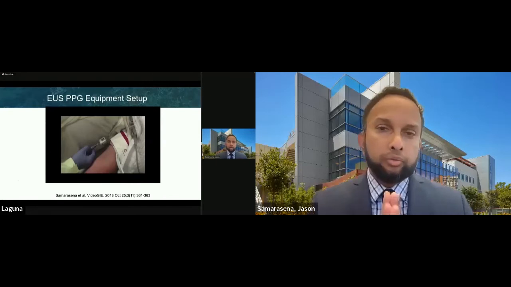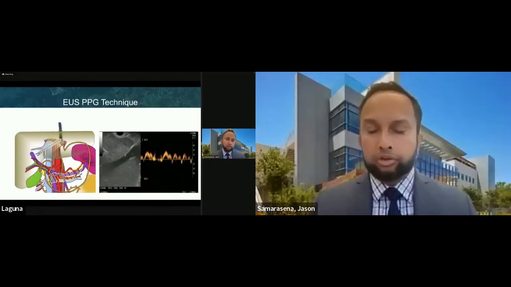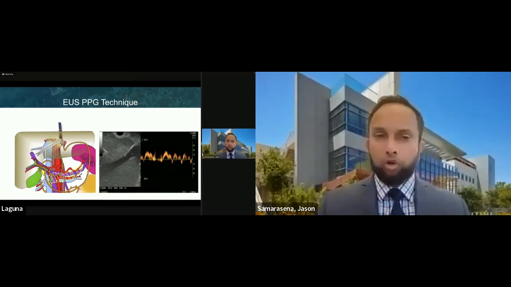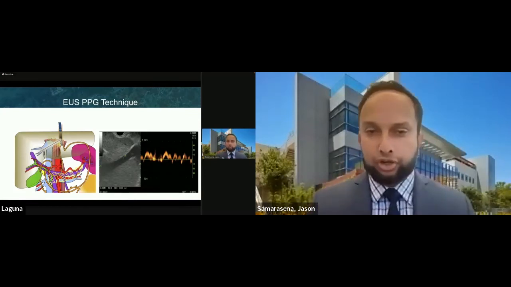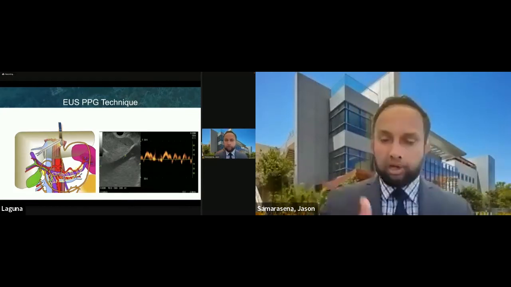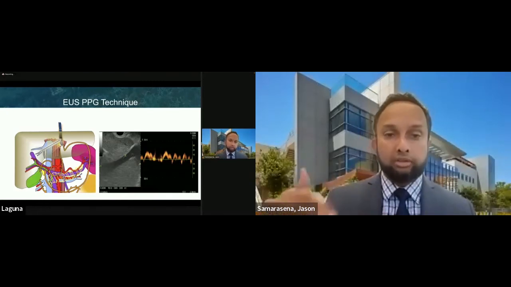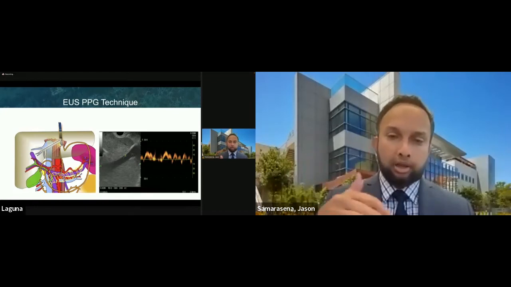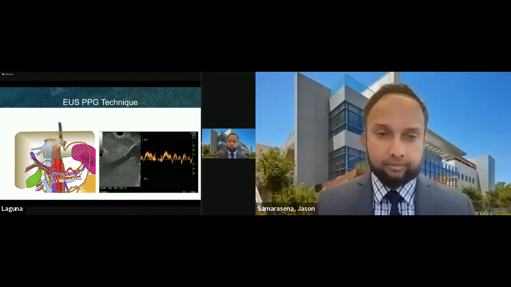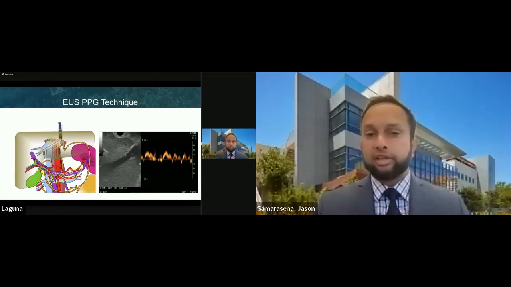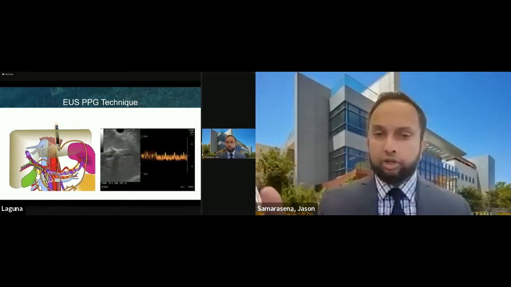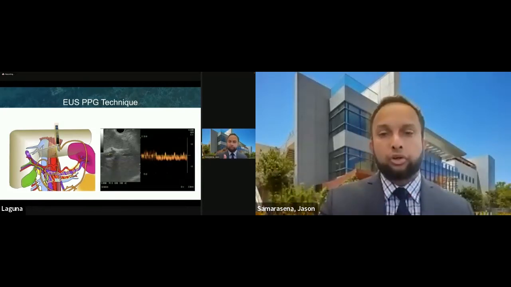Now, when we do this measurement, we are going through the stomach wall. So it's a transgastric puncture. We're going through parenchyma and then going into the hepatic vein. So it's a transgastric, transparenchymal puncture of the hepatic vein. With the portal vein, it's the same thing. It's a transgastric, transparenchymal puncture of the portal vein.